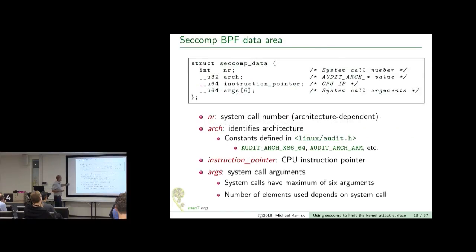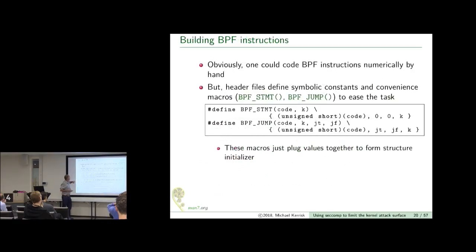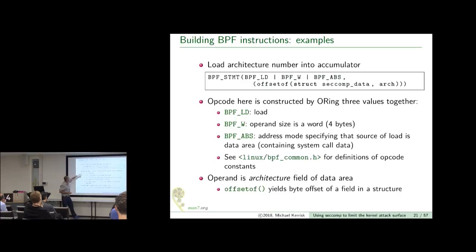Let's go back a second. Here was that data area. It's got various pieces. It's expressed as a structure. Now, I often find that when I talk about this, people haven't come across this handy little macro called offsetof. Who's seen offsetof before, just out of curiosity?